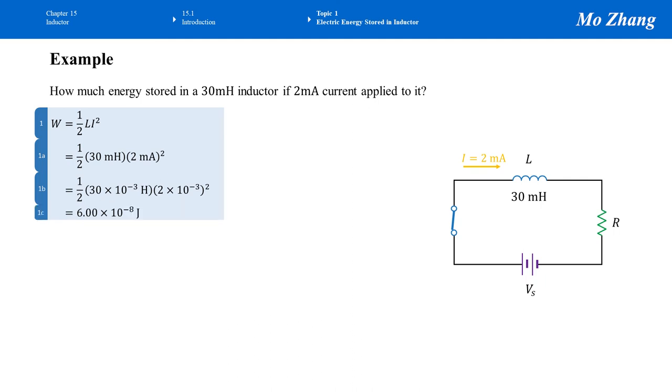Punching these numbers into the calculator, I get 6.0 times 10 to the power negative 8 joule. If I change this number into engineering notation, the answer is 60.00 nanojoule, a very little energy stored in this inductor.